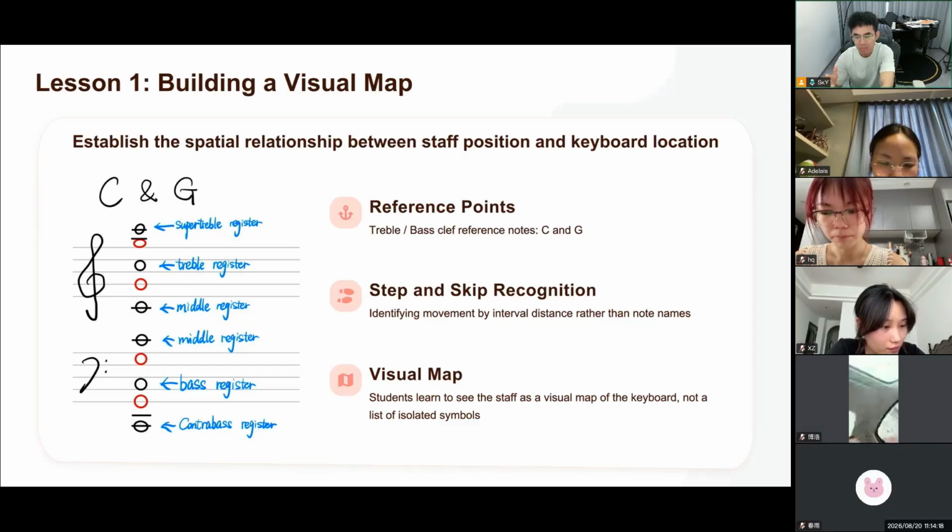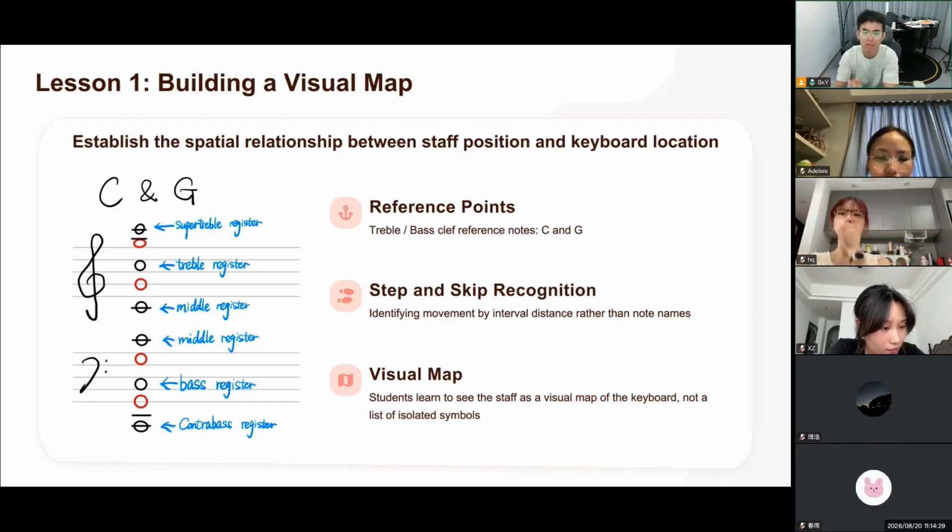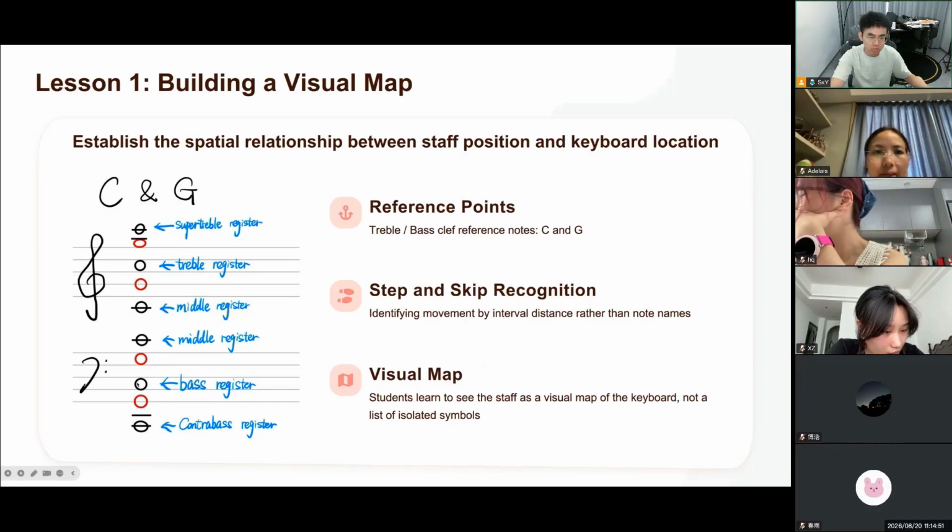So in this first lesson, I don't ask students to memorize more note names right away. Instead, I help them build a map. Here's how we do it. We use the note C to divide the keyboard into different ranges. We have contrabass register, bass register, middle register, treble register, and super treble register. Then we put the G in each of these ranges. This helps students see how the staff and the keyboard match up.